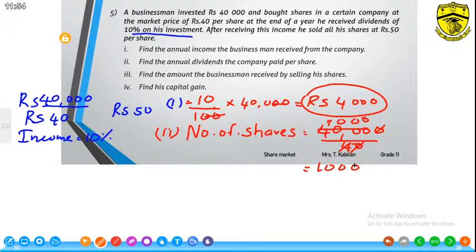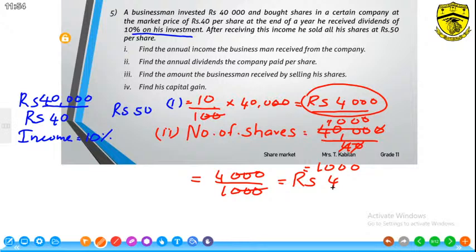From this number of shares we can find the dividend per share easily. How do you find the dividend per share? From part 1 we got the annual income, that is 4,000, and here we got the number of shares. So divide the income by the number of shares. You will obtain rupees 4, which is the dividend the company pays per share, right?